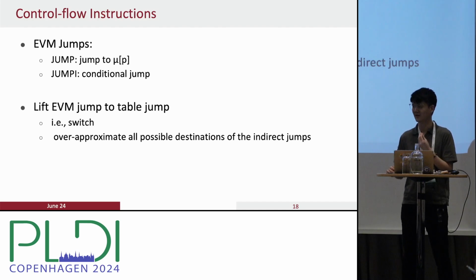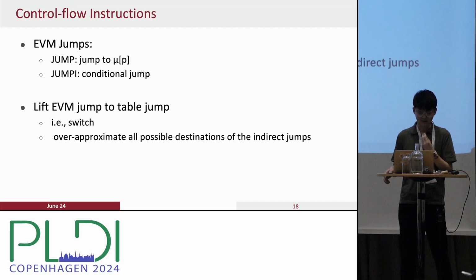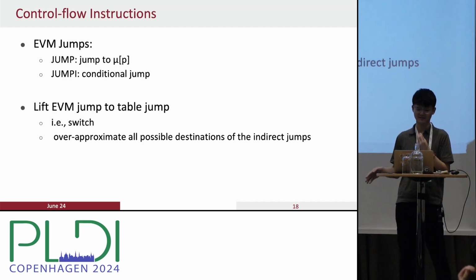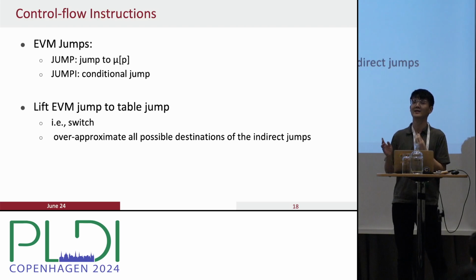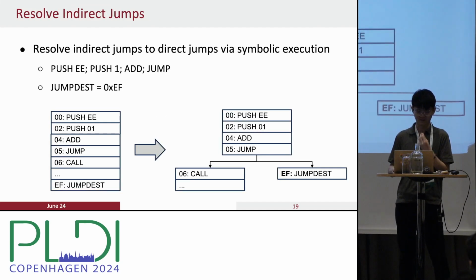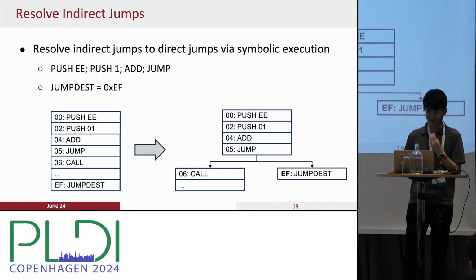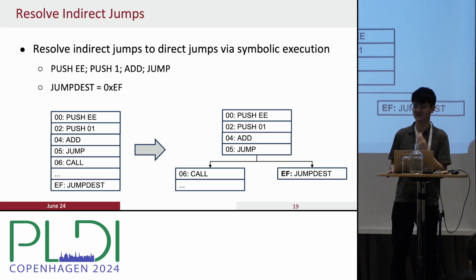All EVM jumps in the bytecode are actually indirect jumps, so it's quite challenging to recover them and translate them into LLVM IR. To do that, we lift all the EVM jumps to table jumps, just like using switch instructions, and then we approximate all the possible destinations of the individual jump so that we can ensure the translated code must be correct. And of course, in some situations, we can resolve the indirect jump to a direct jump. We do that using symbolic execution.